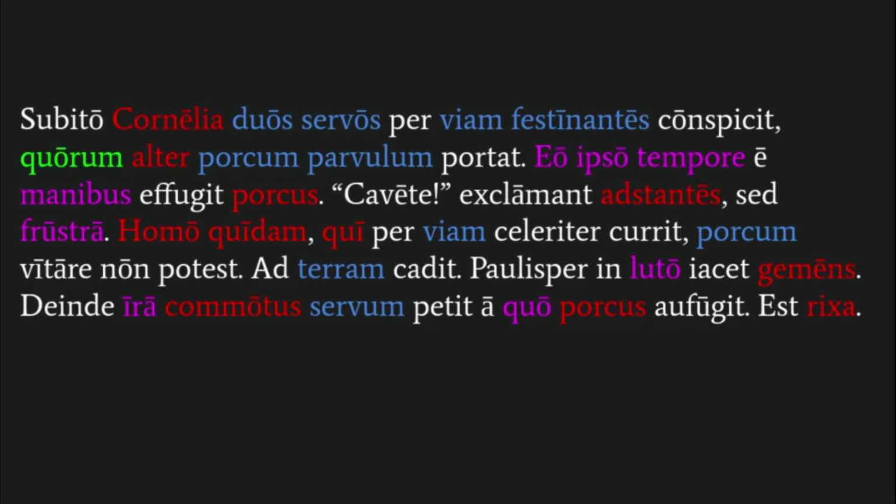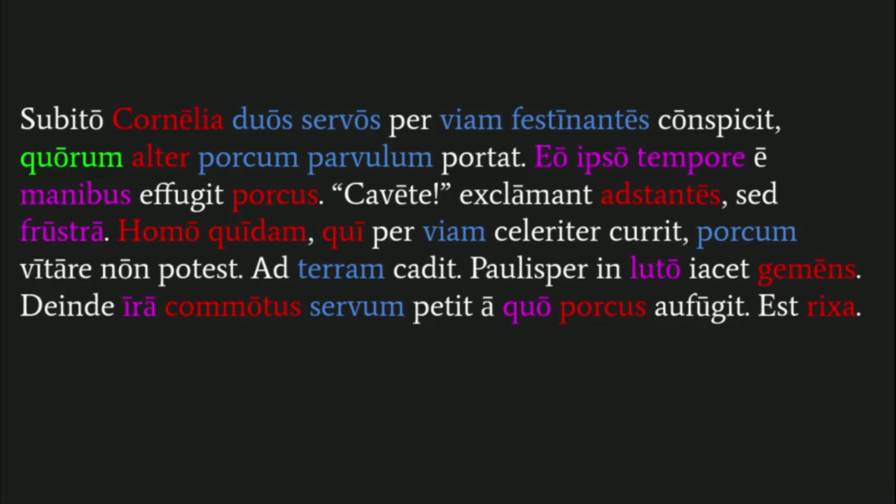So the certain man or some man who is running through the streets quickly, non potest, is not able, vitare, to avoid. There's our complementary infinitive. He's not able to avoid the porcum, the pig. So the pig escaped. This guy wasn't able to avoid it. Ad terram cadit, he falls, meaning the homo quidam, the man falls ad terram, to the ground, right?